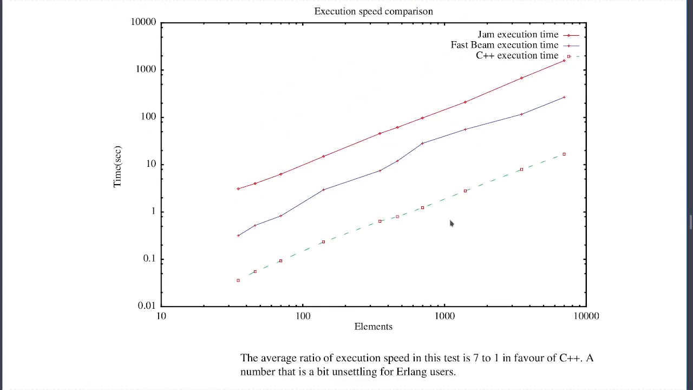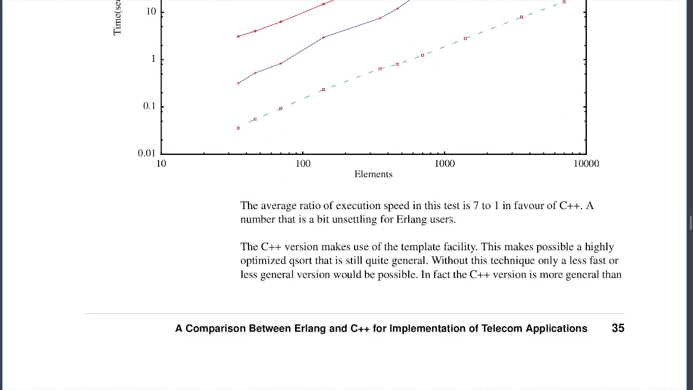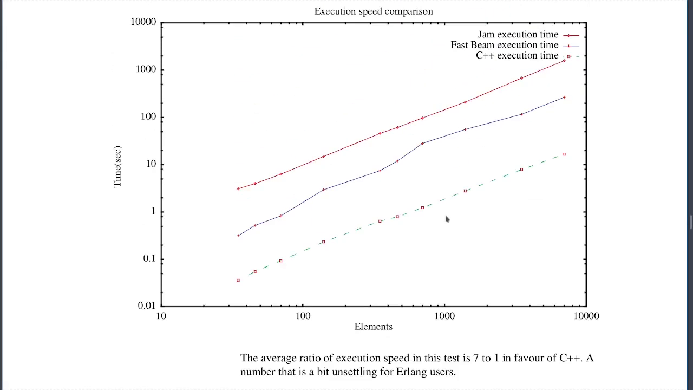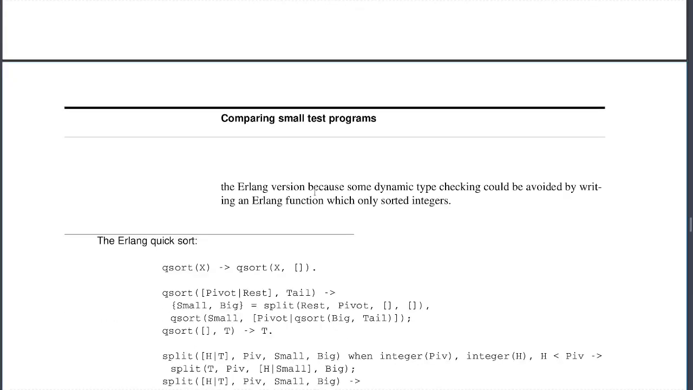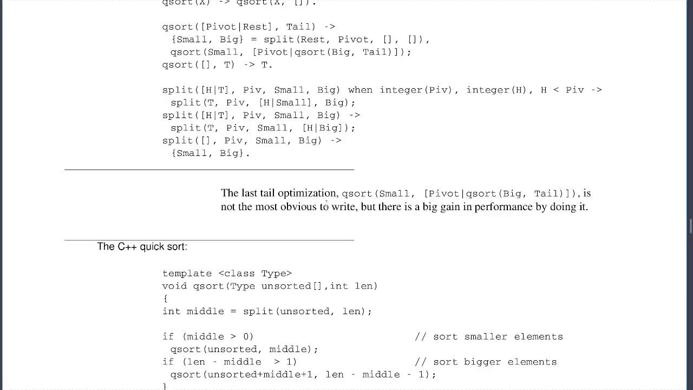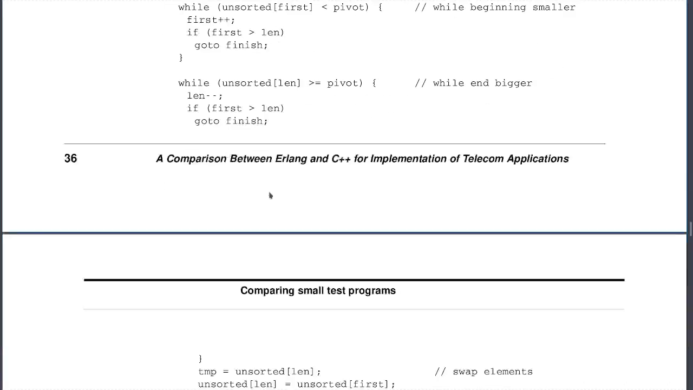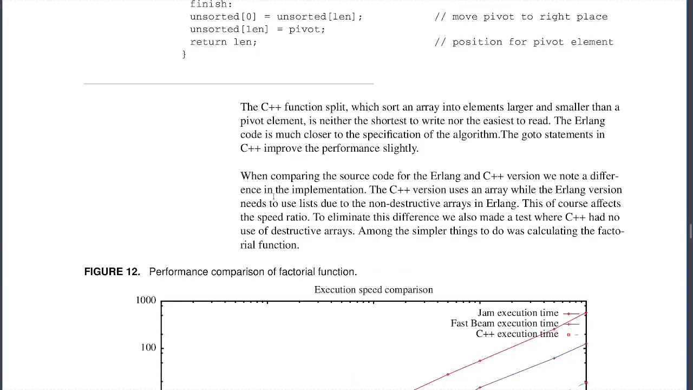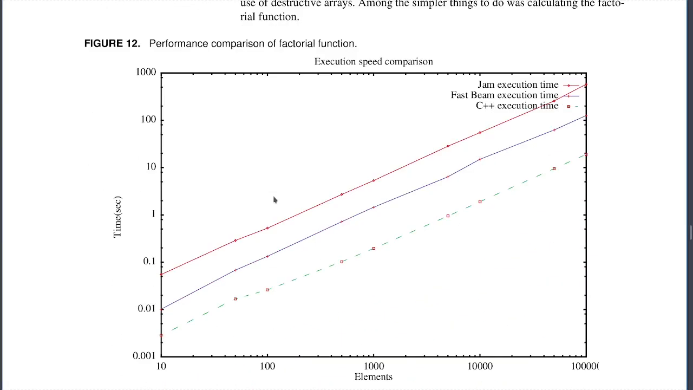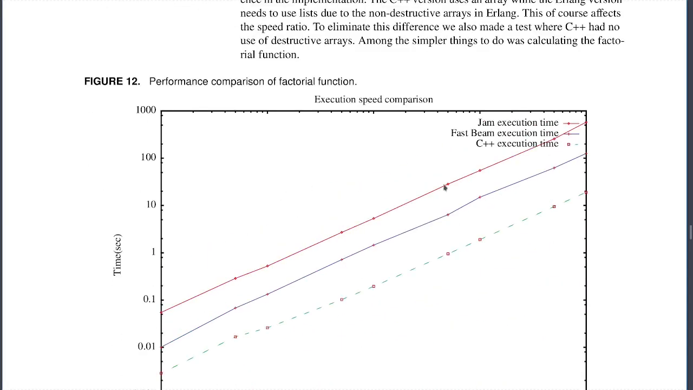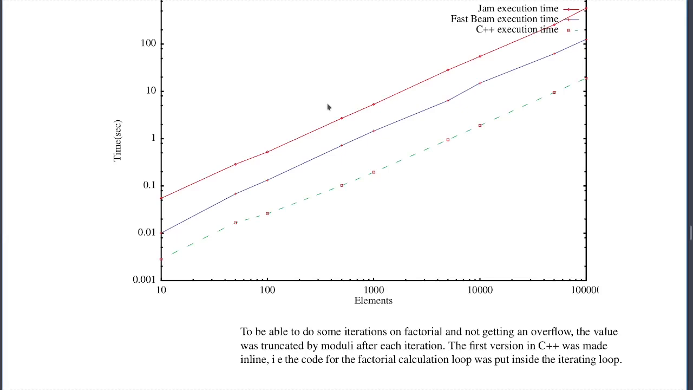Yeah, but to be honest with you, this is not the time right now. We don't have those kind of values right now. The Erlang version, because sometimes. Okay, so we can switch. Go to the next part of this. And this one is the factorial function comparison.